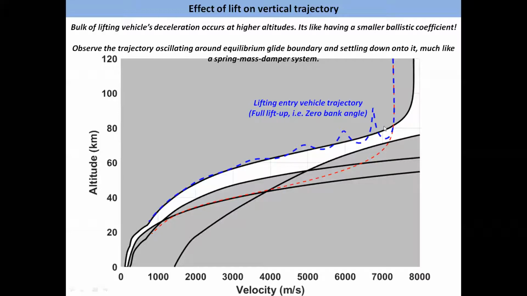The damper in this case is basically the aerodynamic drag. So if you have a higher velocity, it will be damped because the aerodynamic deceleration will be higher. And the mass is basically the inertia of the vehicle. So this is what is key here. So it settles down around the equilibrium glide.